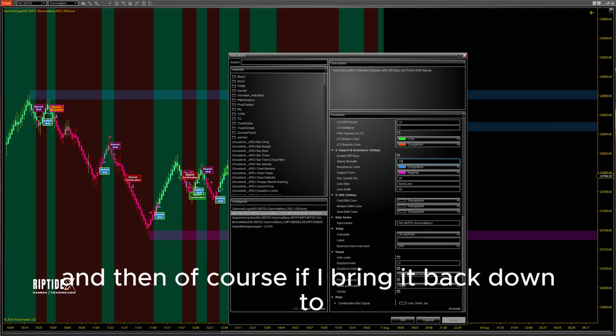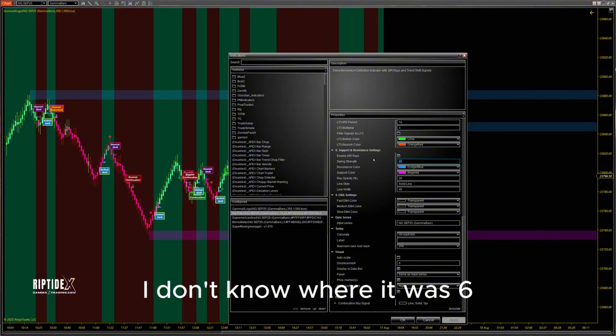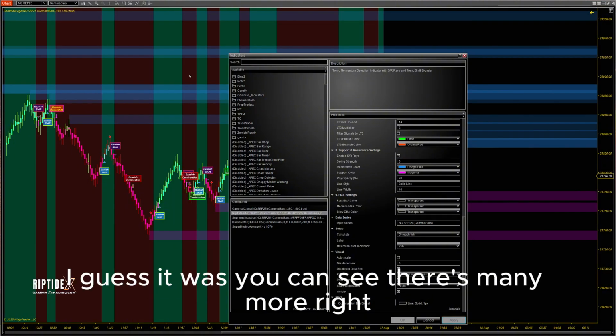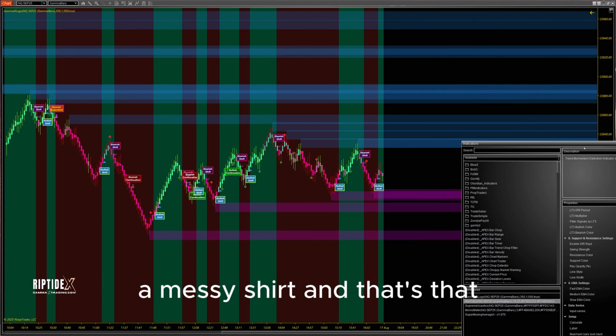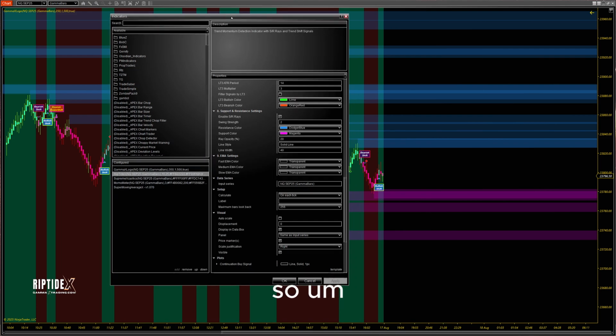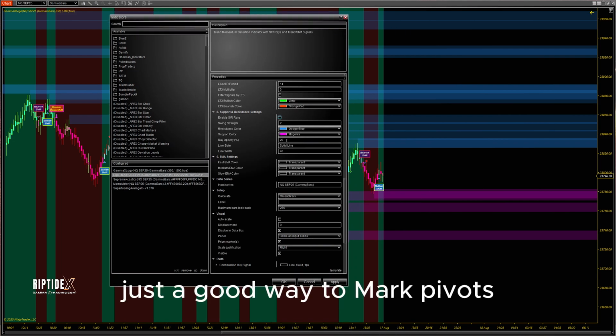And then, of course, if I bring it back down to, I don't know where it was, 6, I guess it was. You can see there's many more, right? And you can bring it down even more if you like a messy chart. And that's that. So just a good way to mark pivots.